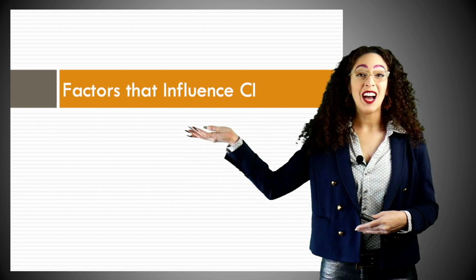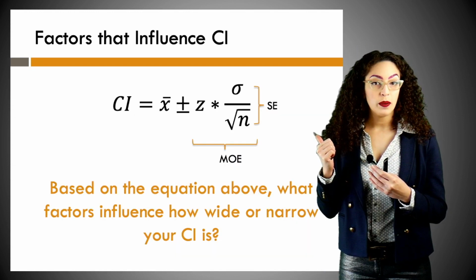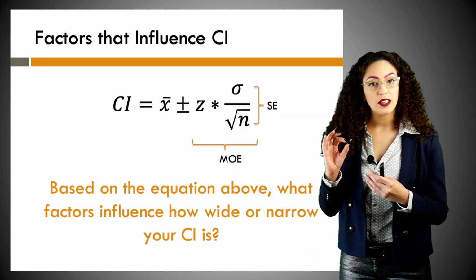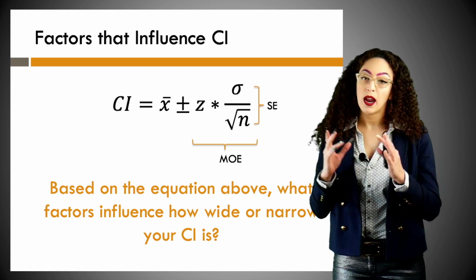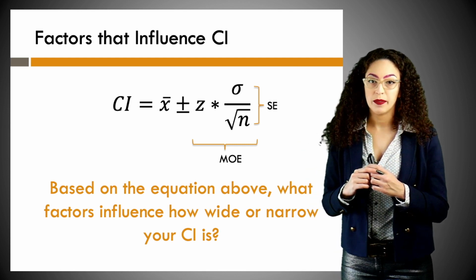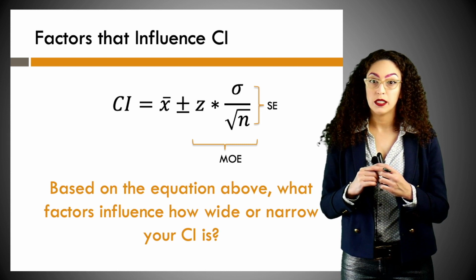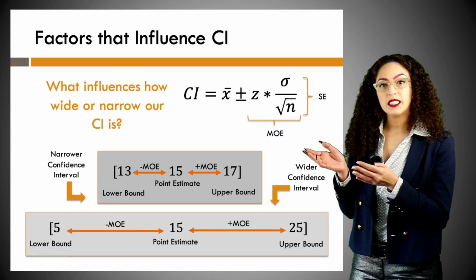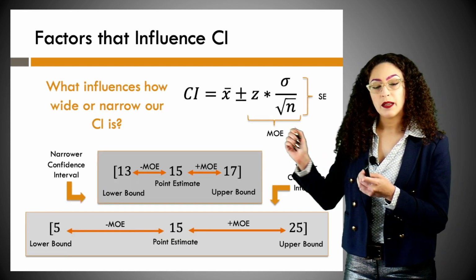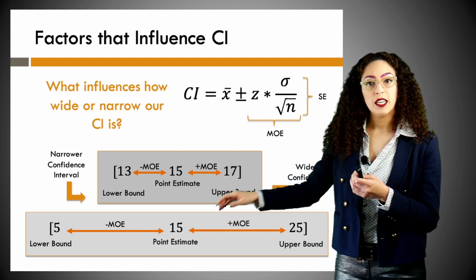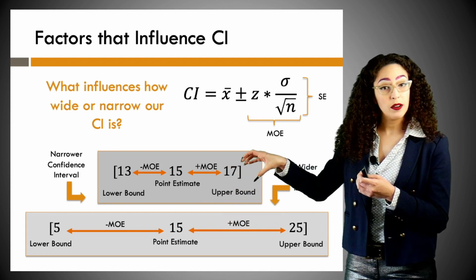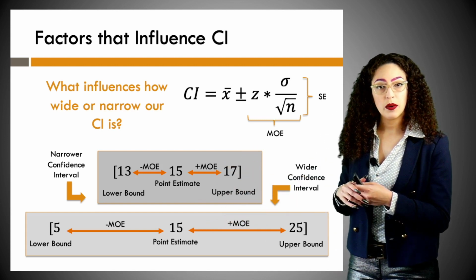Factors that influence confidence intervals. So based on the equation above, think about what factors might influence how wide or how narrow your confidence interval will be. Think about it and hold on to those thoughts. So let's look at these 2 confidence intervals here. They both have the same point estimate of 15, but the one on top is a more narrow confidence interval than the one below it.